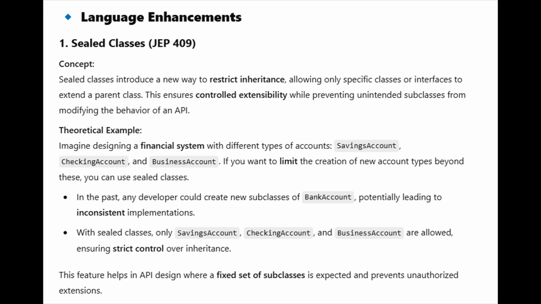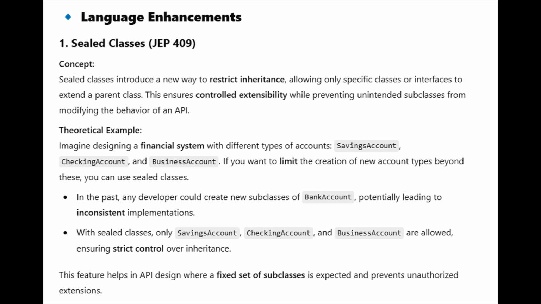Language enhancements. 1. Sealed classes, JEP 409. Concept. Sealed classes introduce a new way to restrict inheritance, allowing only specific classes or interfaces to extend a parent class. This ensures controlled extensibility while preventing unintended subclasses from modifying the behavior of an API.